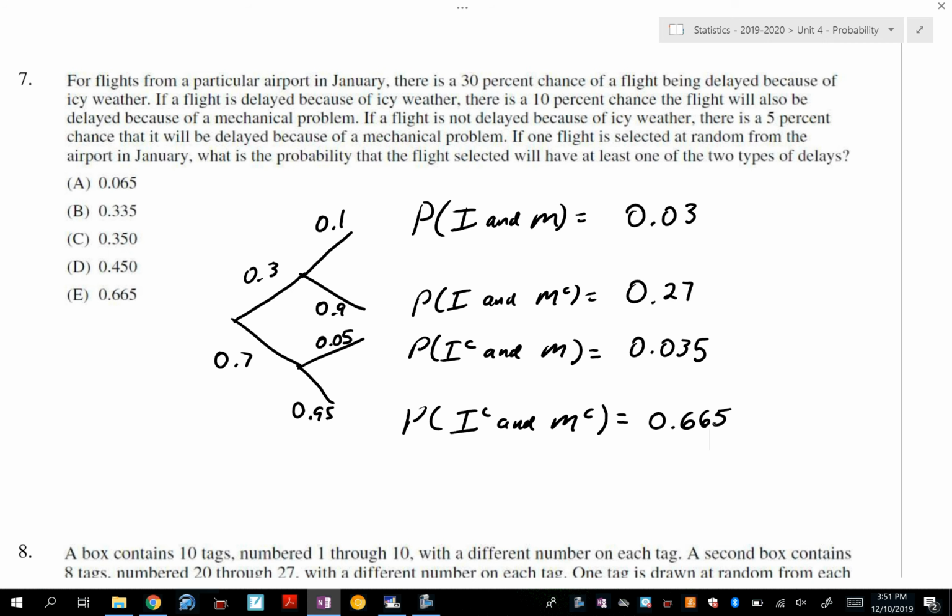If one flight is selected at random from the airport in January, what's the likelihood that the flight selected has at least one of the two types of delays? So it either has icy and mechanical problems, or icy and not mechanical problems, or not icy problems but mechanical problems. The only one up there that doesn't have that is the last one. This one doesn't have any problems. Perfect flight. Well, it could have other problems, but it doesn't have these problems. So really, all I did was either add those three together, or you can take this and subtract it from 1. All of it has to equal 1.